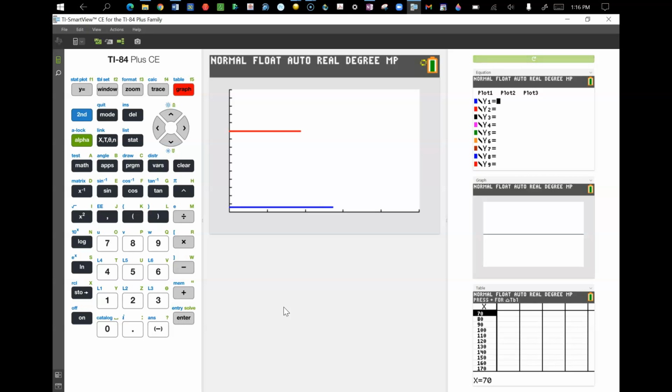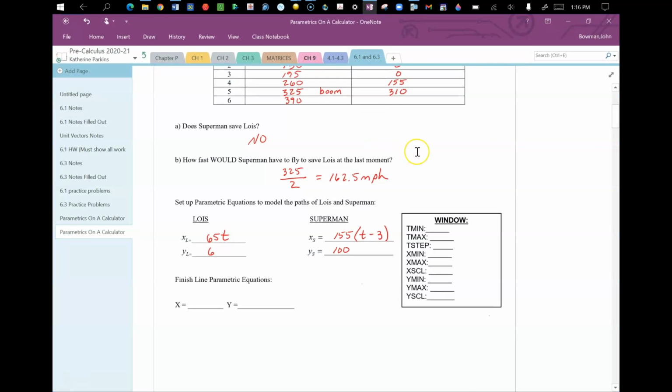There's Lois coming up on 300 miles from Metropolis, and Superman is catching up, but about there is where the bomb goes off, and Superman did not quite make it. However, if we speed him up just a little bit to 162.5 miles per hour, which obviously he could do, then he would catch Lois and save her.